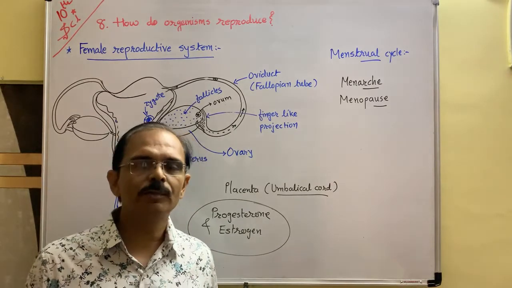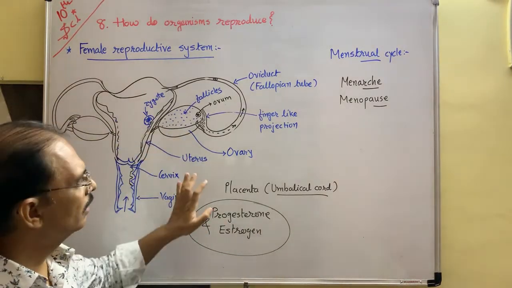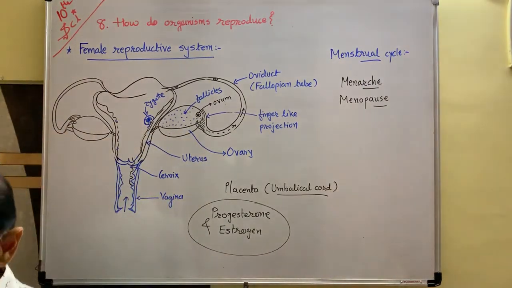Okay, now the last topic of your lesson. Read it carefully, draw it properly, label it properly. Now we will start the last topic, that is reproductive health.